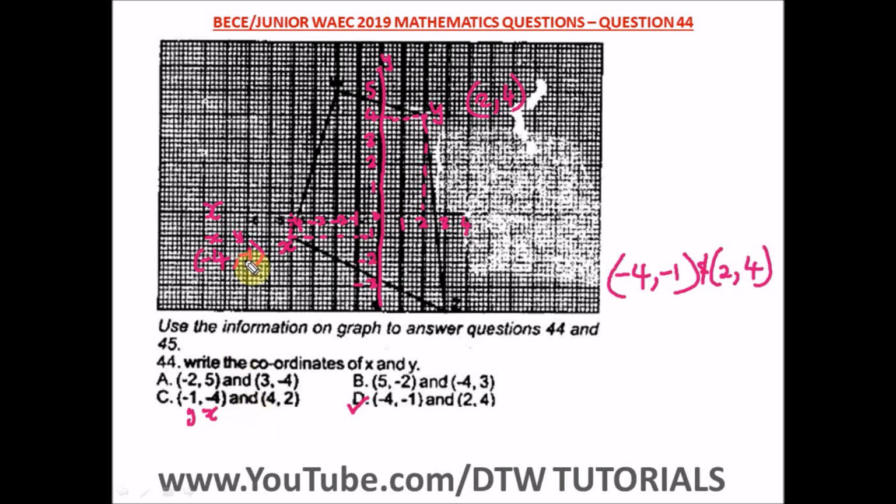The right way is to start with x, and the next value by the side will be your y. That's the way you write coordinates of a point, okay. So this is just to test your knowledge on how to get the coordinates of a point. So our right option is this, which is option D.